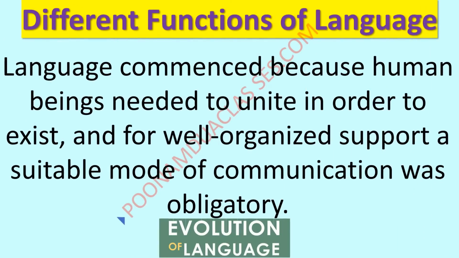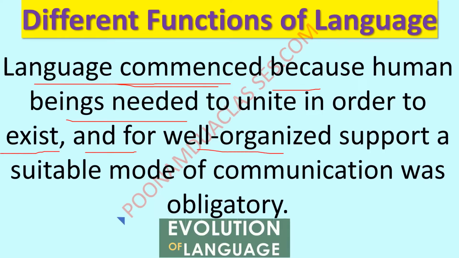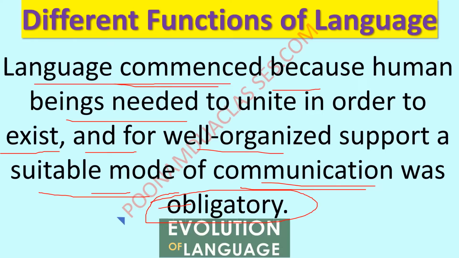Let us see first, how did the language originate initially? Kaise shuru hui thi, kaise commence hui thi? Language commenced because human beings needed to unite in order to exist. Ek dusre ke saath milna julna bahut zaruri tha existence ke liye. And for well-organized support, a suitable mode of communication was obligatory. Theek se rehne ke liye, sabke saath miljul kar rehne ke liye ek communication mode bahut hi obligatory tha, bahut hi compulsory tha. Isi wajah se evolution of language hua hoga.